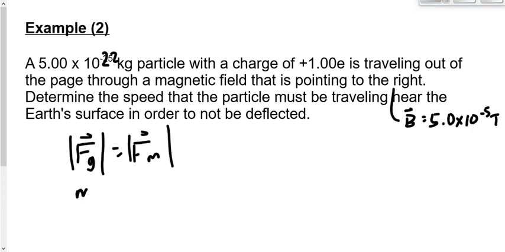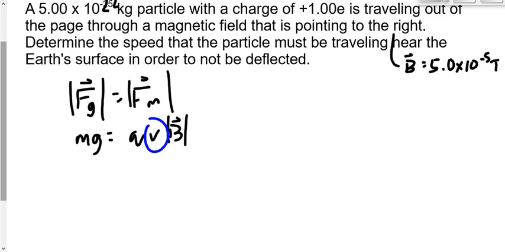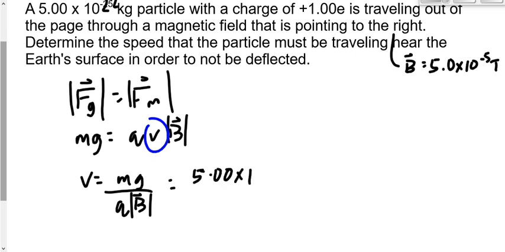Now, gravity is m times g, and the magnetic force is q times v times B. We're looking for the speed that the particle must be traveling, so we're looking for the variable v right here. We'll rearrange that to solve for v. Again, that's little v, the speed, not the electric potential. I get mg over q times B. The mass of this particle is 5.00 times 10 to the minus 22 kilograms. g is 9.81 meters per second squared.